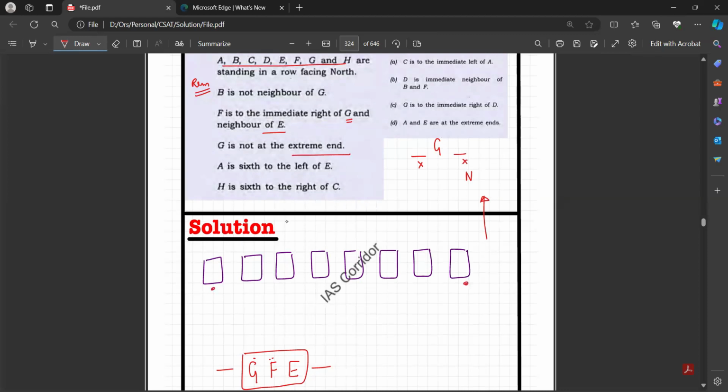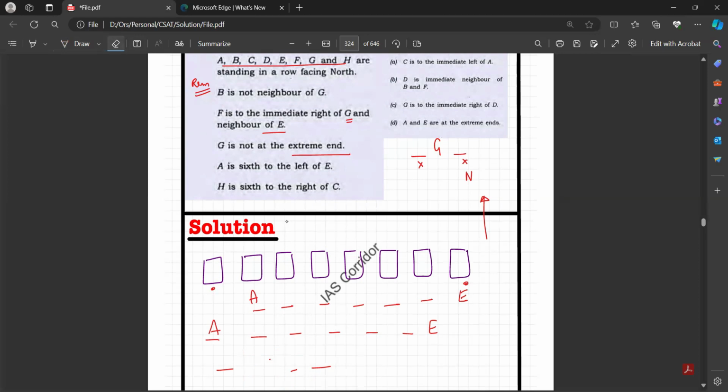G cannot be here. A is 6th to the left of E. 6th position to the left. Now, if E is here, A can come here. Or if E is here, then A can come here. These two cases are possible. Finally, we came to this conclusion that these two cases are only possible where E's position is either second from the left or first from the left. Extreme position or the second one from the right, sorry.